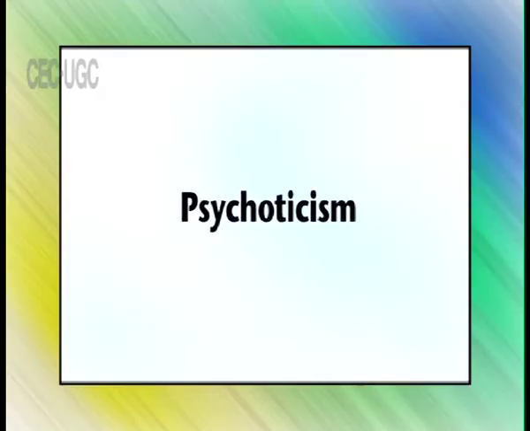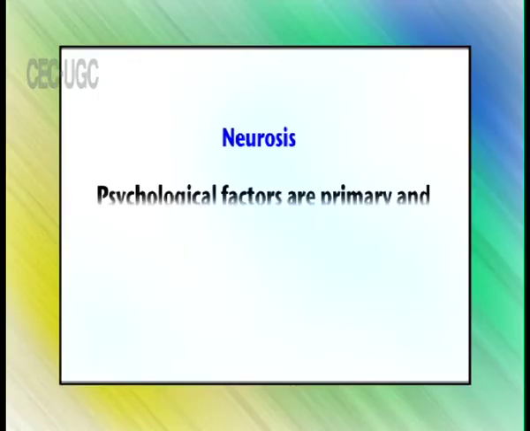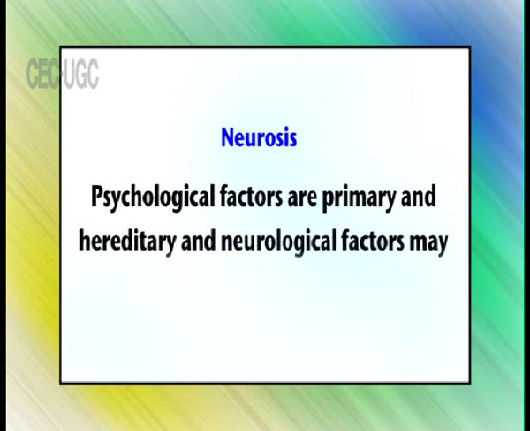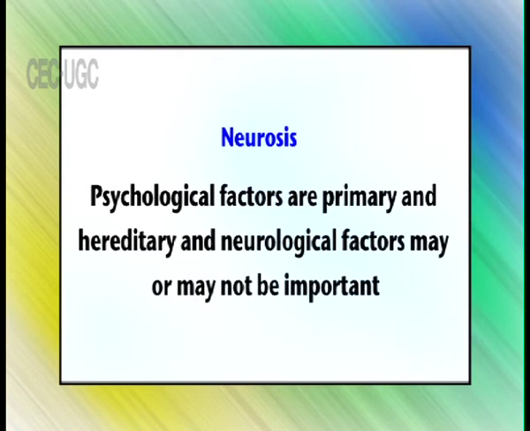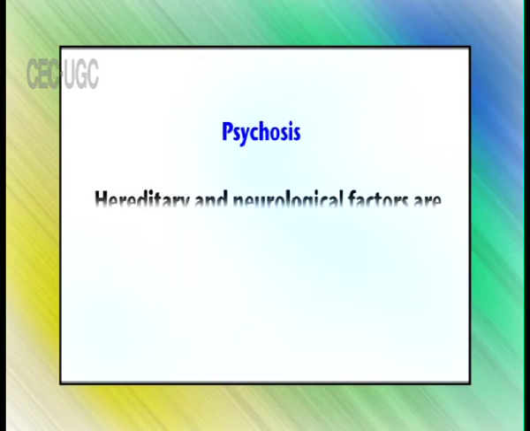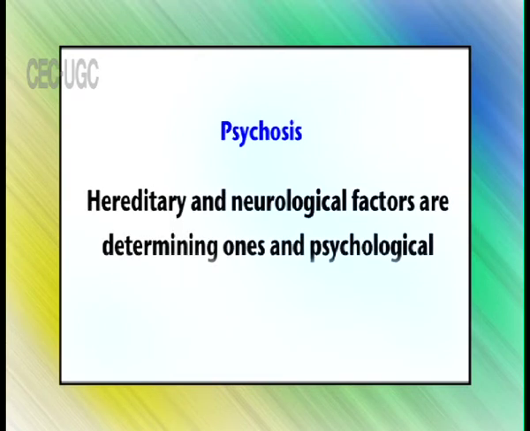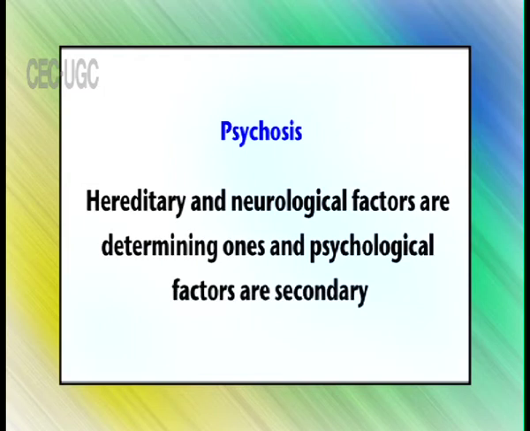Psychoticism. Psychoticism was identified as a general factor in addition to introversion and extroversion. Neuroticism and psychoticism were reported to be different in symptoms. In neurosis, psychological factors are primary, and hereditary and neurological factors may or may not be important. While in psychosis, hereditary and neurological factors are the determining ones, and psychological factors are secondary.